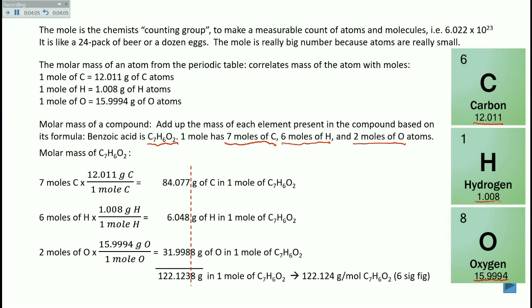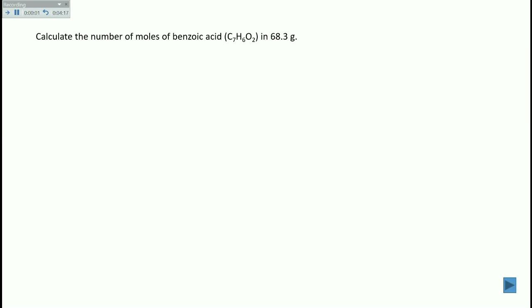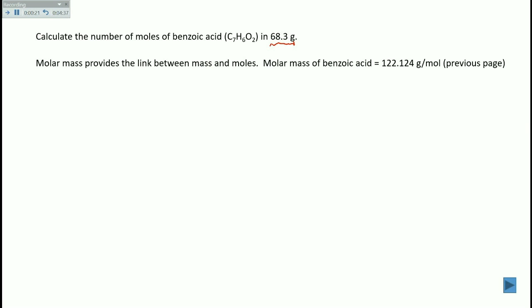Let's go ahead then to use this information I just calculated for benzoic acid to figure out how many moles are present when I know the mass of a sample. So let's say I weigh a mass of benzoic acid. That benzoic acid weighs 68.3 grams, and I want to know how many moles are present in that sample. Now I'm going to start with the grams. I want to convert that to moles. So to do that, I need the molar mass of benzoic acid. We already calculated that from the previous slide. I know it's 122.124 grams in each mole of benzoic acid.